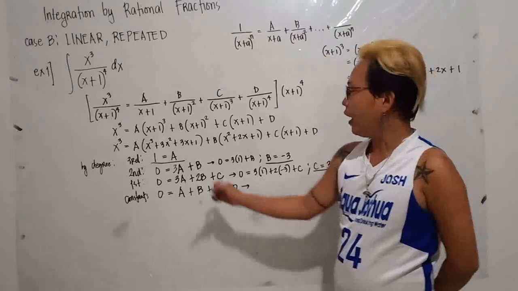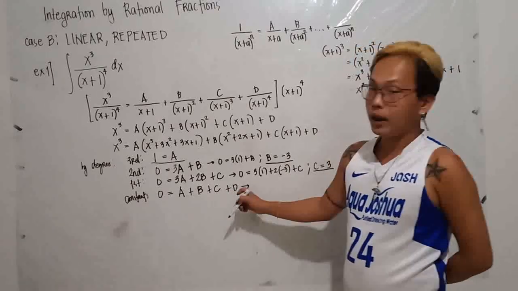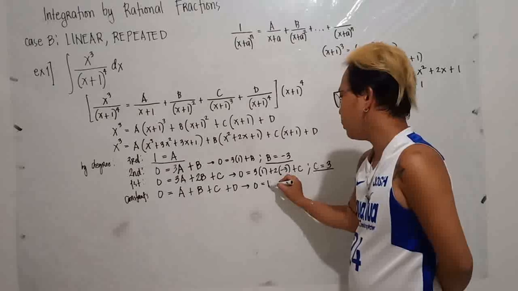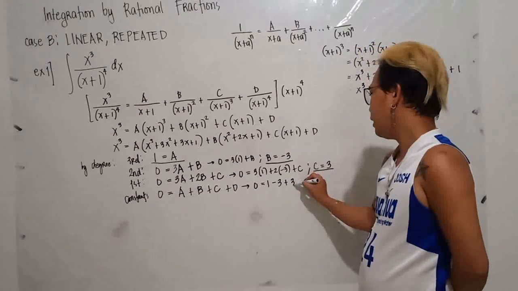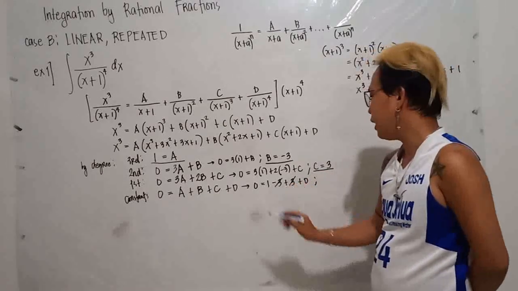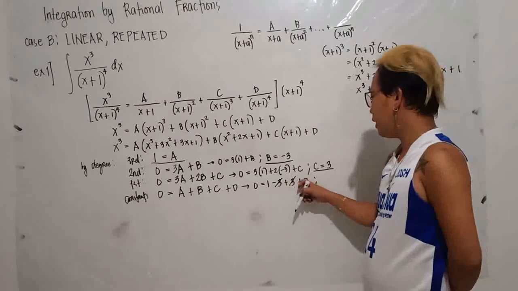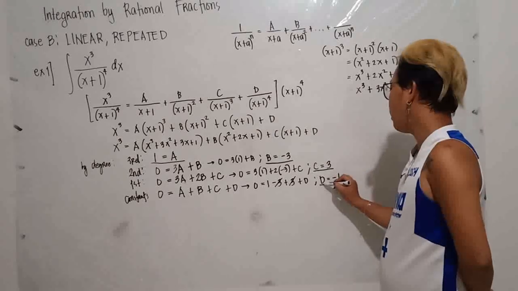So applying a, b, and c, we may now solve for the value of d. So you will now have 0 equals 1 minus 3 plus 3 plus d. Since you have negative 3 and positive 3, pwede natin cancelin. Ang matitira na lang is 1 plus d. Therefore, the value of d is negative 1.